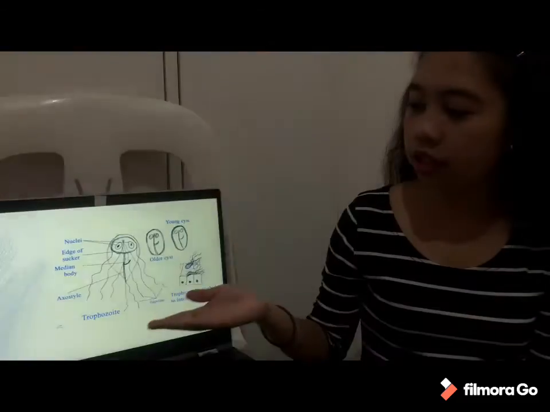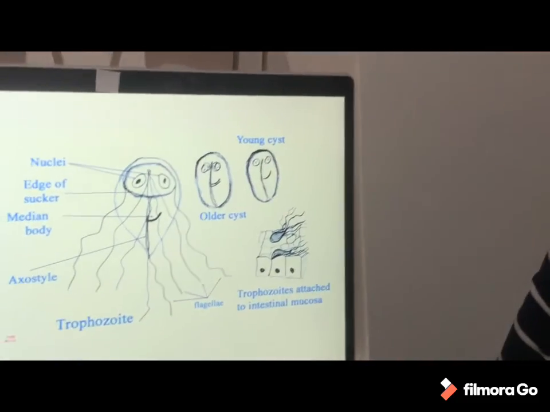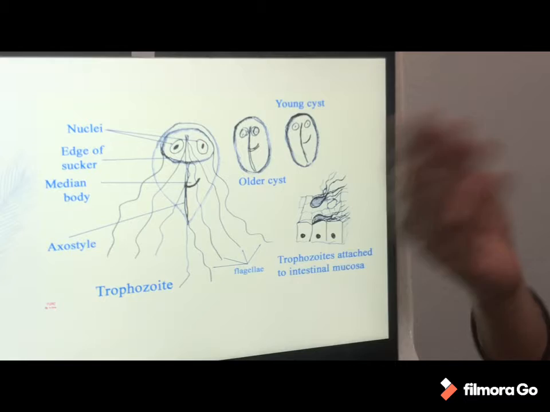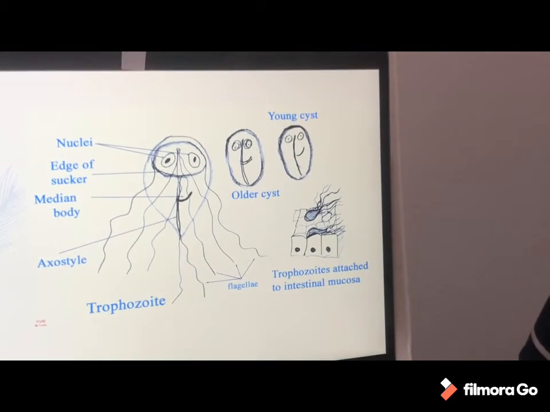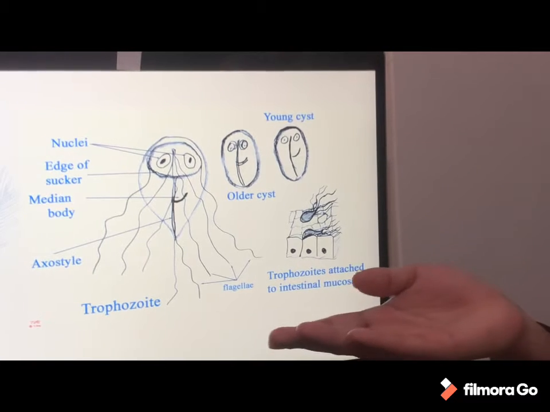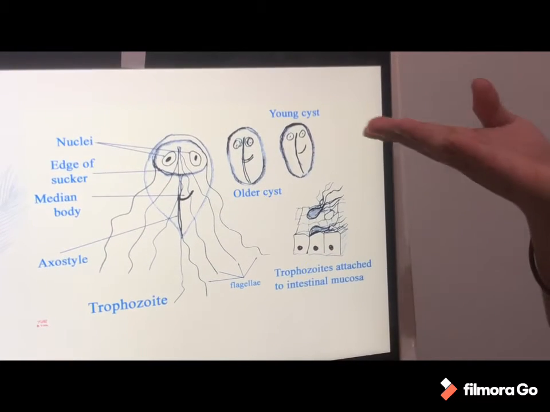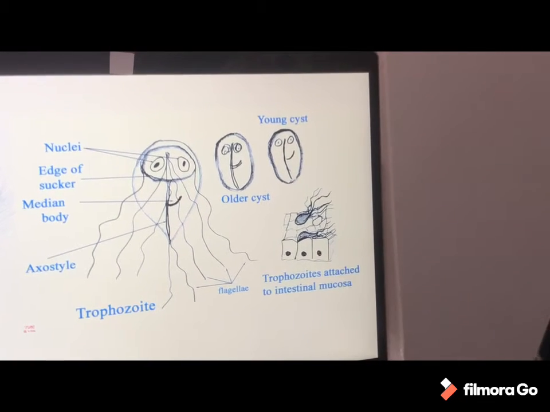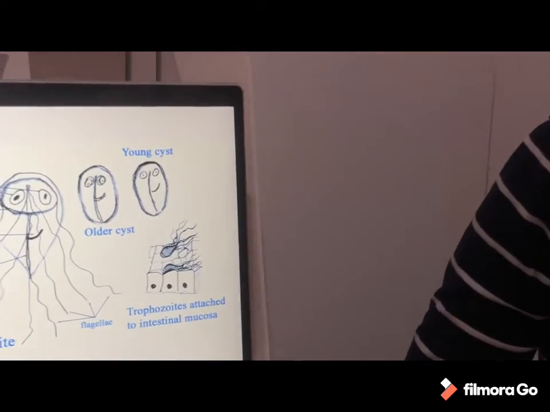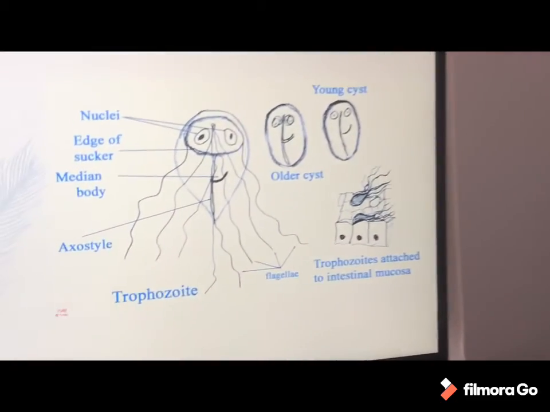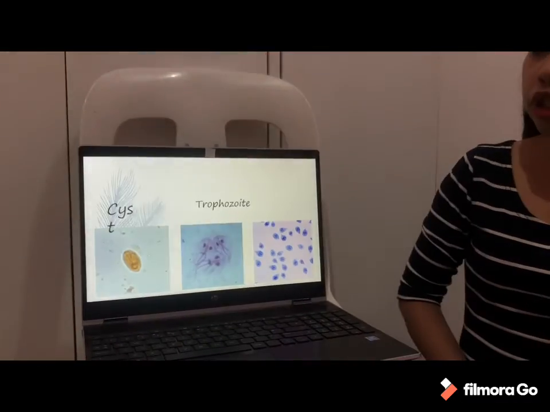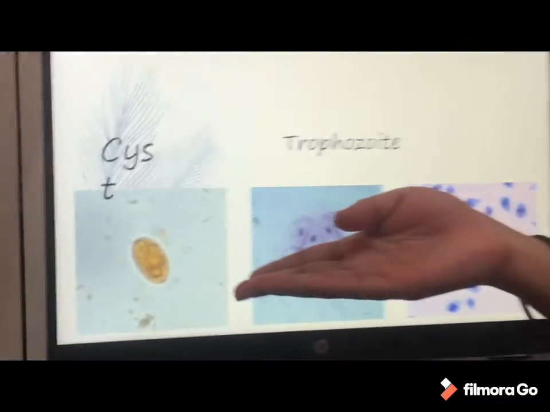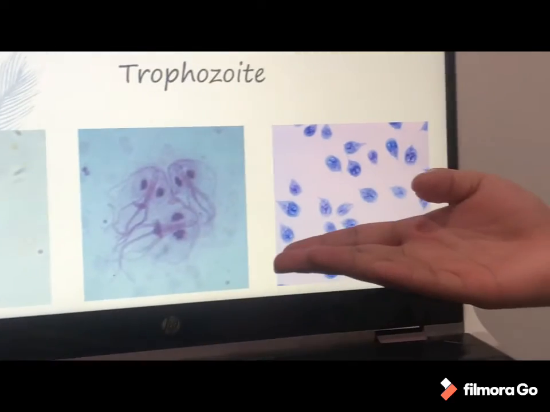So this is the trophozoite. It has nuclei, a sucker, a median body, an axostyle, and flagella. So this is the young cyst and older cyst. The trophozoite is attached to the intestinal mucosa. This is another picture, showing the cyst and trophozoites.